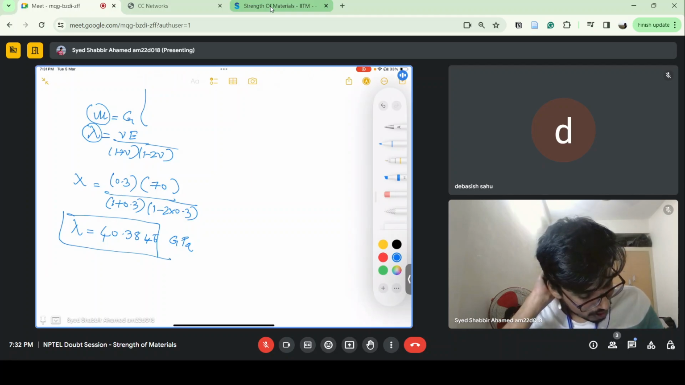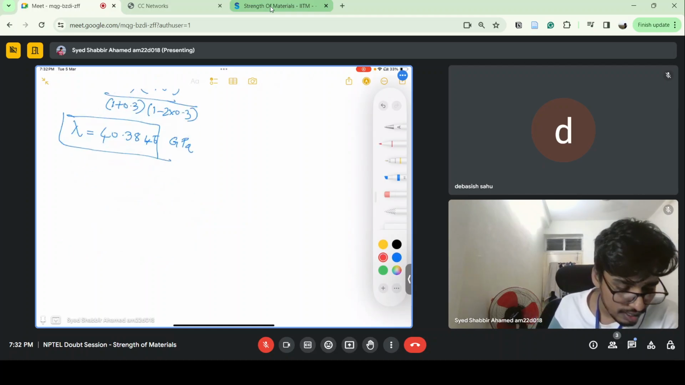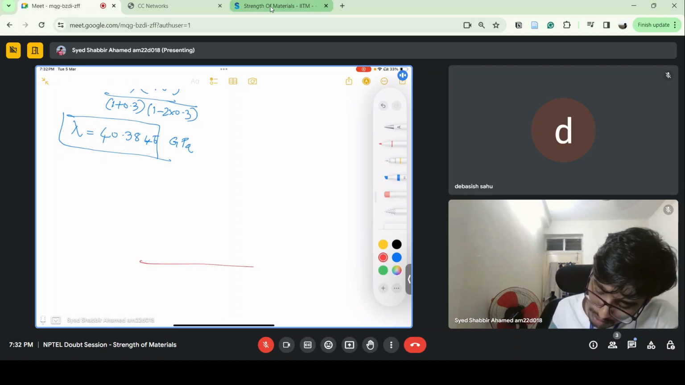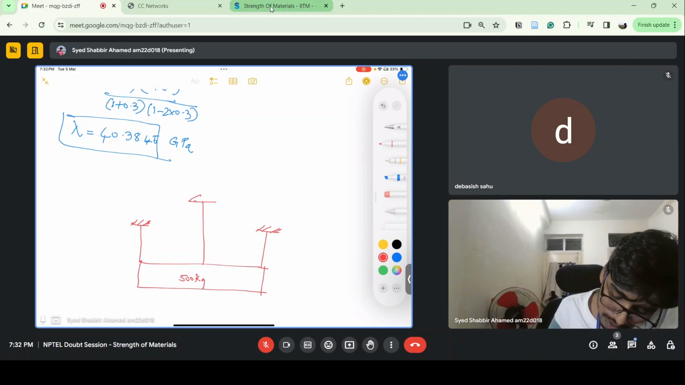Now we will see another question. There is a signboard like this, and it has some mass, which is 500 kg. The signboard is suspended by three rods. Two rods are steel rods at the ends, and these two rods have a length of 0.5 meter. The diameter of this rod is 30 mm.